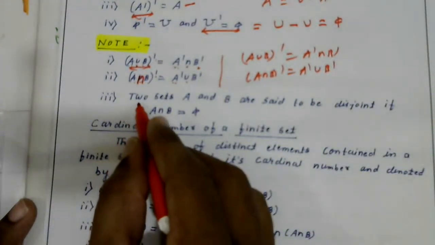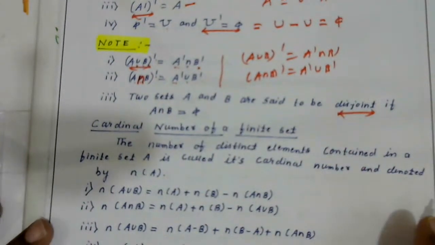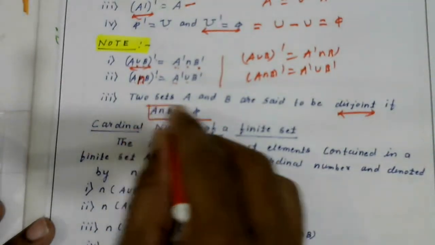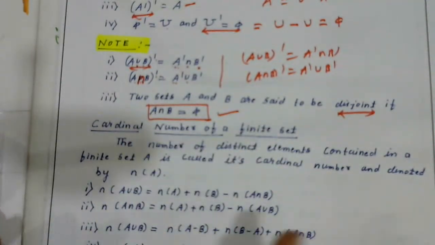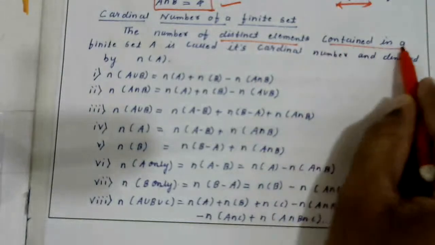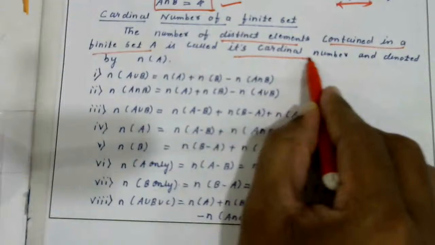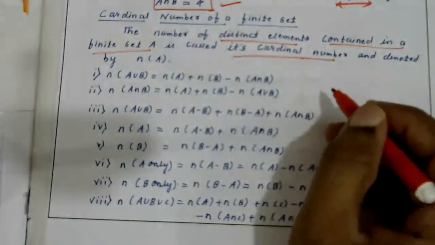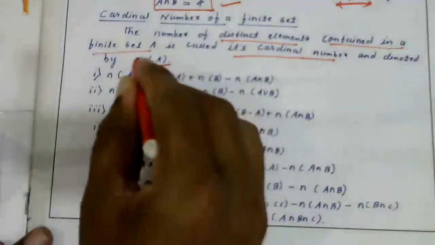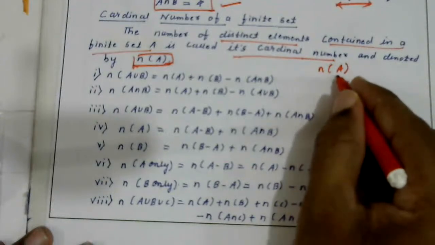And one more: two sets A and B are said to be disjoint. When do we say two sets are disjoint? If nothing is common between those two sets, then we say those two sets are disjoint sets. That is, A intersection B should be equal to the null set. The number of distinct elements contained in a finite set A is called its cardinal number. And how do we denote a cardinal number? N of A. So N of A means the number of elements present in the set A.